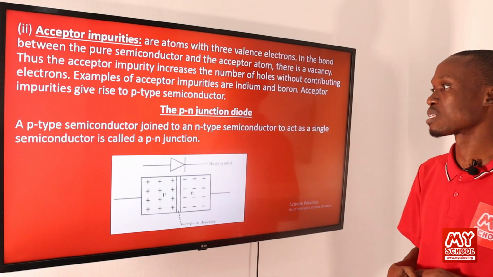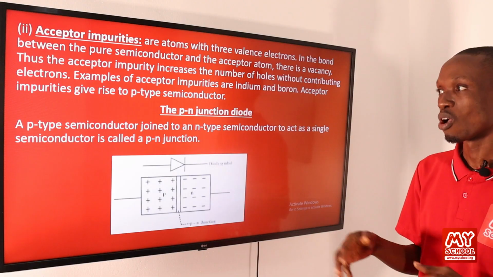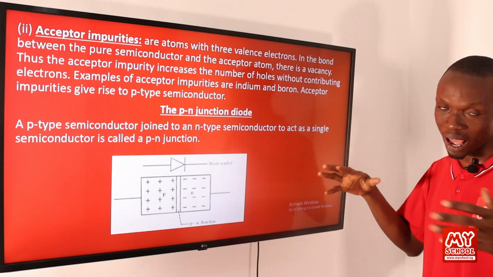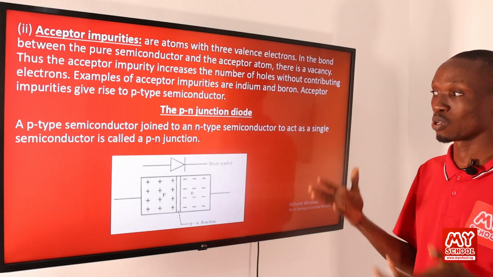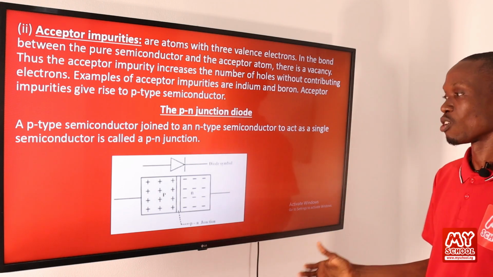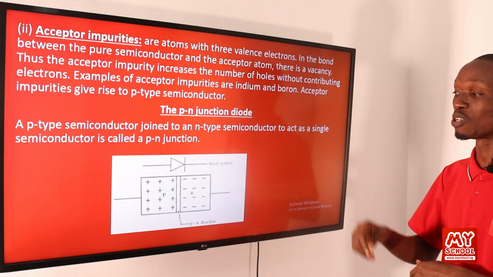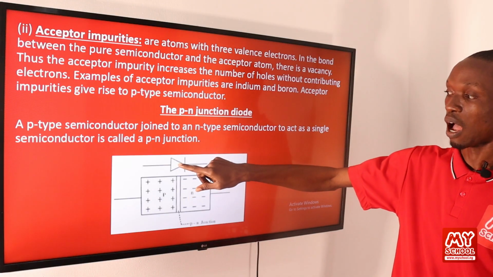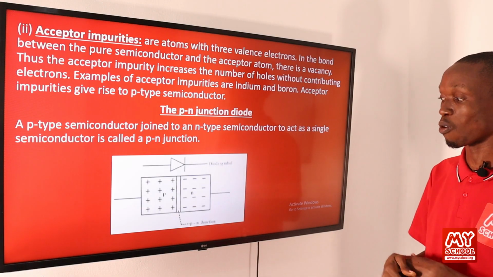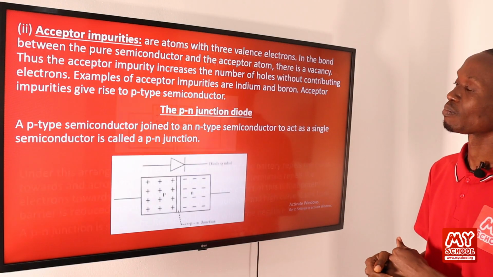Okay, so now let's talk about the p-n junction diode. The p-n junction diode is formed when a p-type semiconductor is joined to an n-type semiconductor to act as a single semiconductor. In that case, the resulting semiconductor is called a p-n junction. The diagram below is the circuit diagram of a p-n junction, and we also have the symbol of the p-n diode, which is the diagram above the circuit diagram. What you are seeing on the board here is the circuit diagram of a p-n junction diode. So let's move to the next slide to talk more about it.